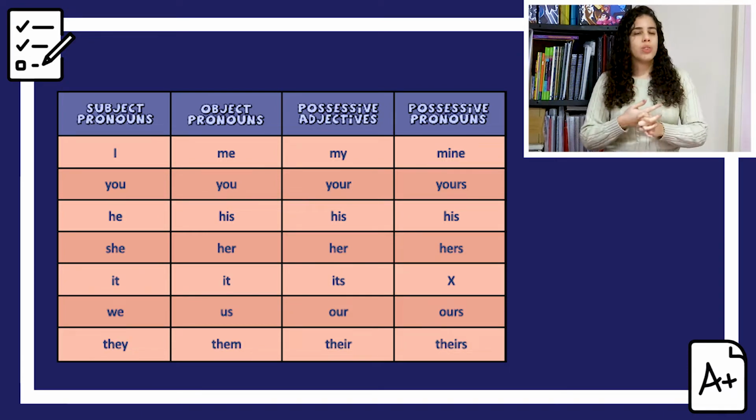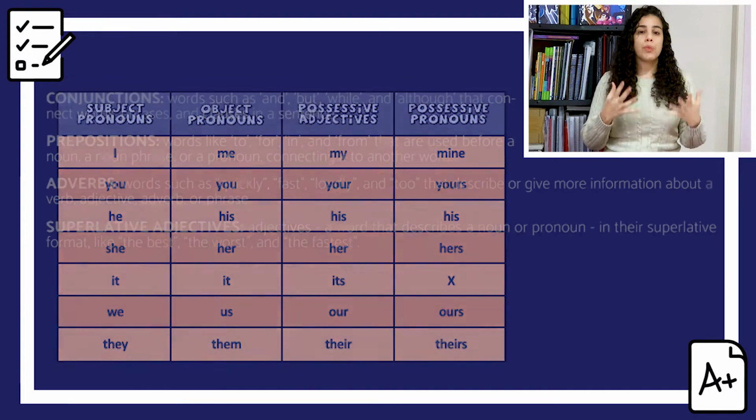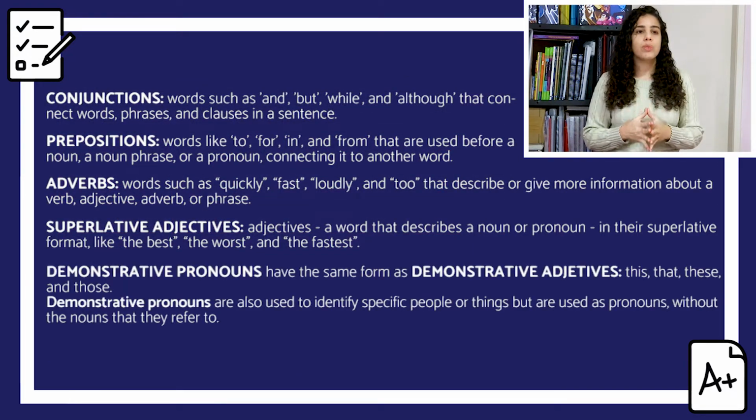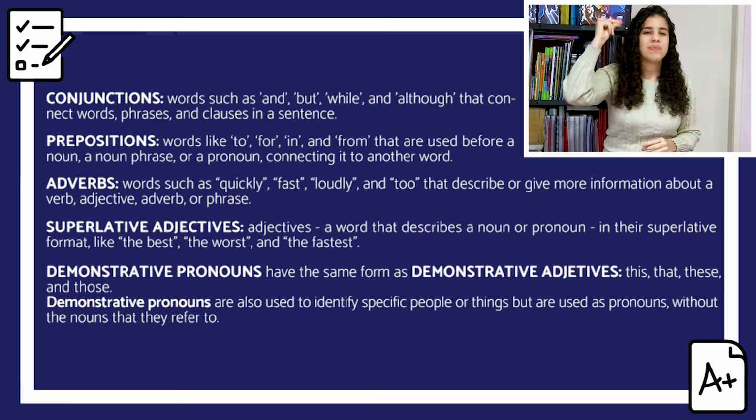Students and teachers might also get confused by demonstrative pronouns and demonstrative adjectives. So remember that demonstrative pronouns have the same form as demonstrative adjectives: this, that, these, and those. And demonstrative pronouns are also used to identify specific people or things, but are used as pronouns without the nouns that they refer to. So, now that you know what to look for, why don't you go back a couple of minutes in the video, pause, and try and answer the task.